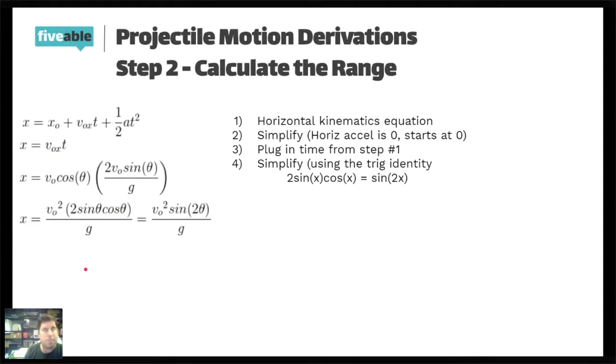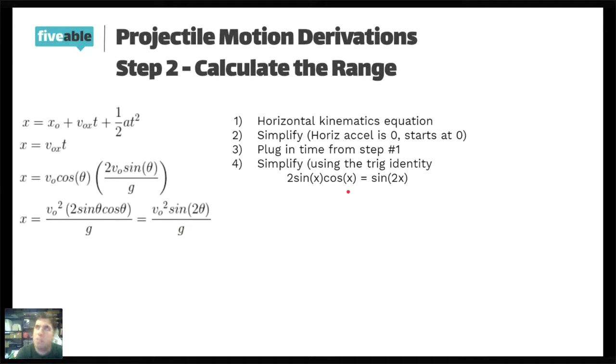However, your textbook probably will show it as this second term, this v naught squared sine 2 theta over g. What they're doing there is they're using a trig identity, 2 sine x cos x equals sine of 2 theta, and that makes it look nicer. I don't have to worry about doing sines and cosines. I just double the angle and take the trig term with it.